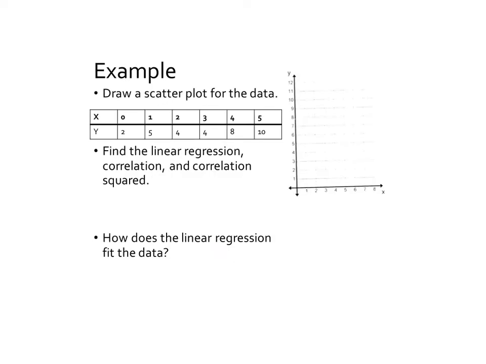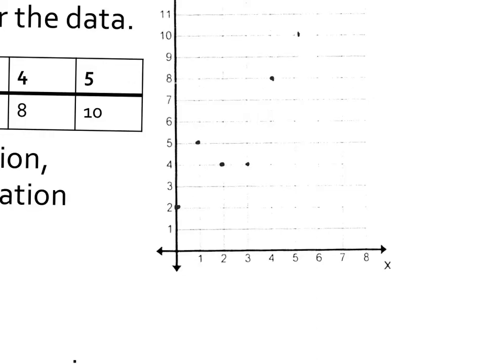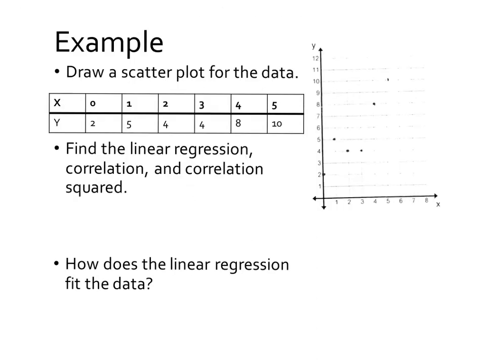So if we look at the next example, the first thing we're going to do is draw a scatter plot. So here is the scatter plot you should have drawn. The next thing you'll do is find the linear regression model, the correlation, and the correlation squared. Remember, we do this on Desmos or in a calculator. Do it now. Hopefully you found your model to be y hat equals 1.4x plus 2, the correlation to be about 0.89, and the correlation squared to be about 0.79.